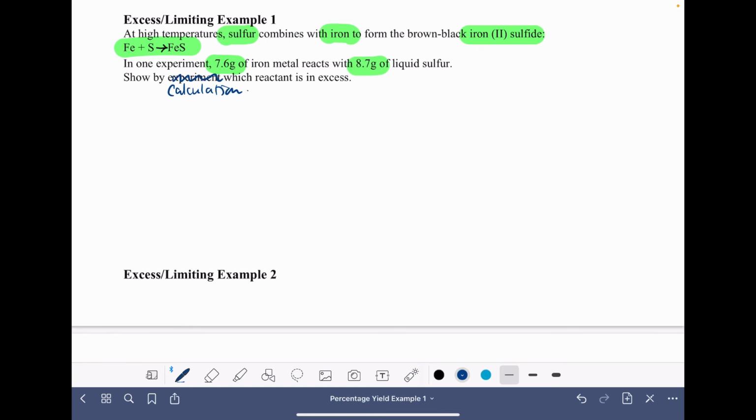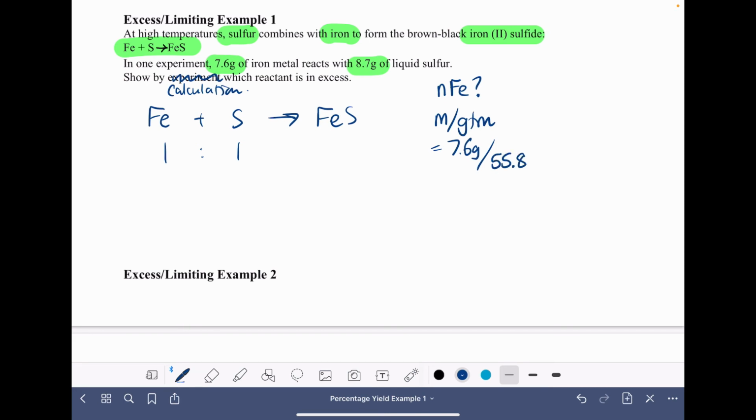So our balanced equation is given. I'll just write it down here for a bit more space. Iron plus sulfur makes iron sulfide, and the mole ratio of the reactants is 1:1. How many moles of iron do we have? Number of moles is mass divided by the gram formula mass. The mass of iron is 7.6 grams, and the gram formula mass of iron is 55.8. So the number of moles of iron we have available is 0.136 approximately.